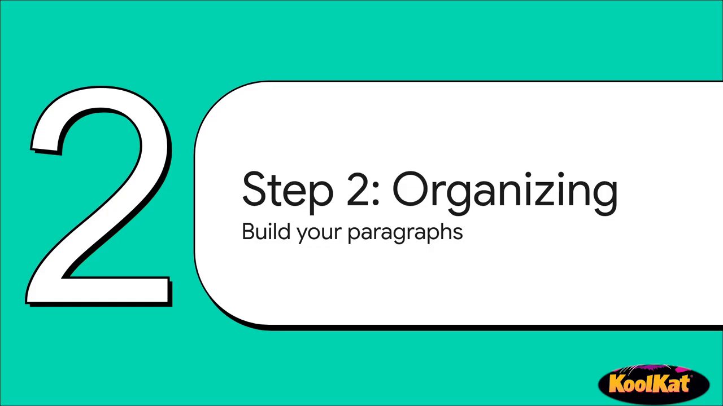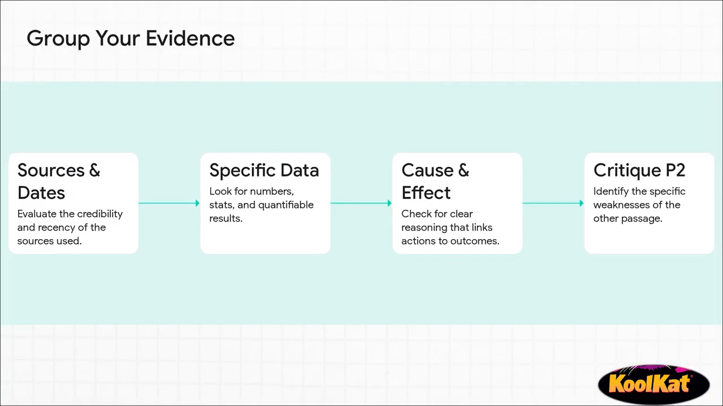Now it's time for step 2, organizing all those clues into the building blocks for your actual essay. So the idea here is to group your evidence into a few main themes. You can think of these as buckets. For example, you could have a bucket for credible sources, another one for specific data, and a really important one for the weaknesses of the other passage. Each of these buckets is going to become a paragraph in your essay. And by the way, if you want a deeper dive on this whole pre-writing process, we have other explainers on the channel that get into brainstorming in a lot more detail.